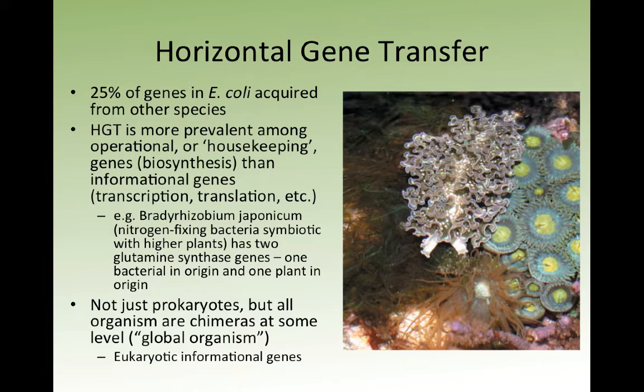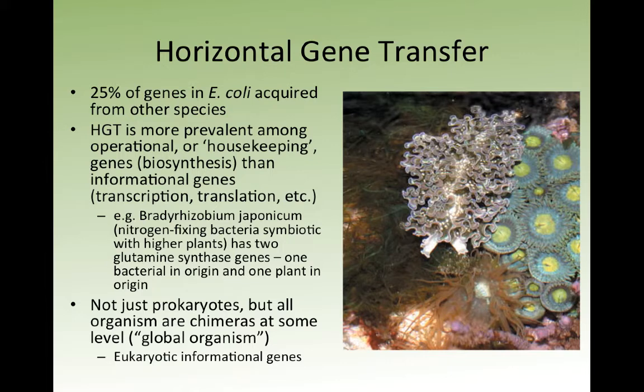One of the overriding characteristics of this, though, is that it looks to be that horizontal gene transfer is a lot more prevalent in what are known as operational or housekeeping genes, genes that create something, genes that are involved in biosynthesis. And then informational genes, genes involved in transcription, translation, genes like 16S rRNA, are a lot less likely to be horizontally transferred and very rarely do so.